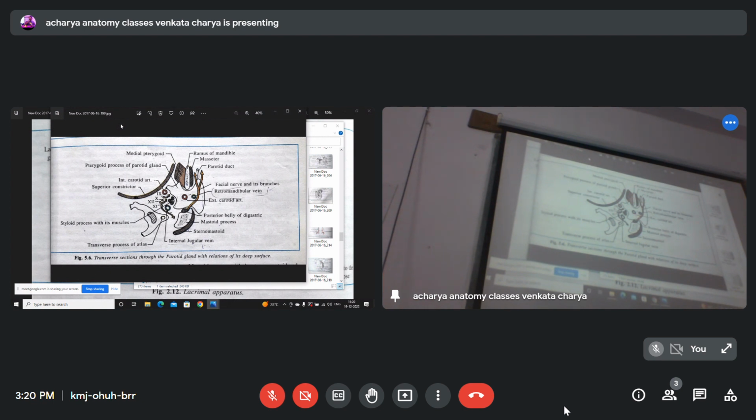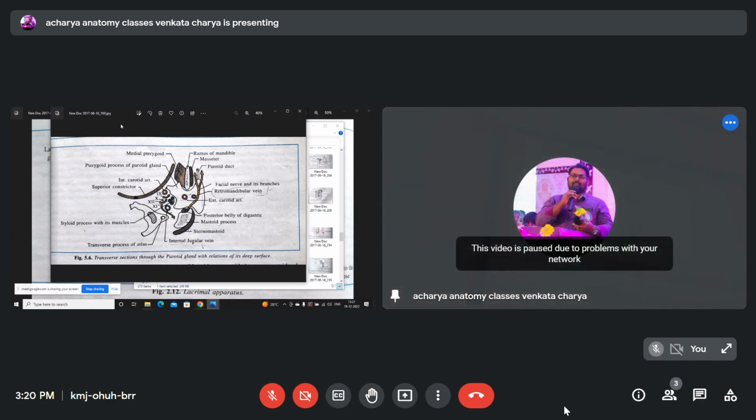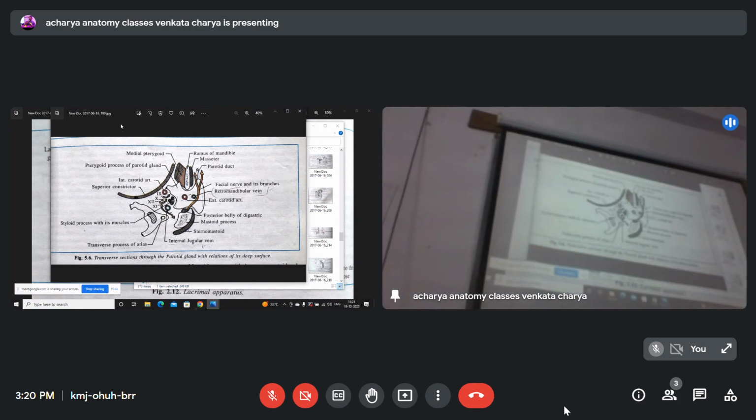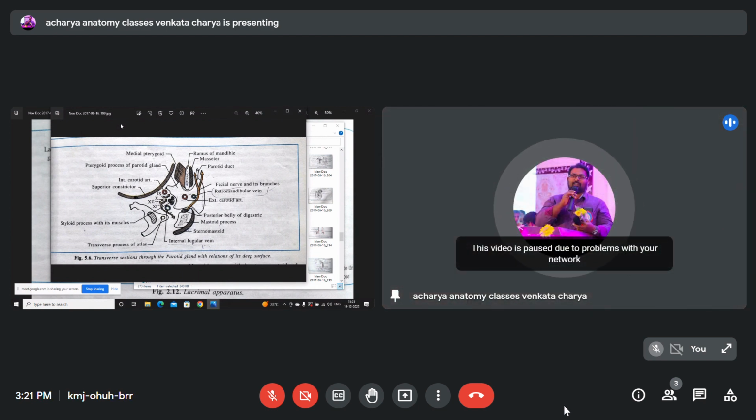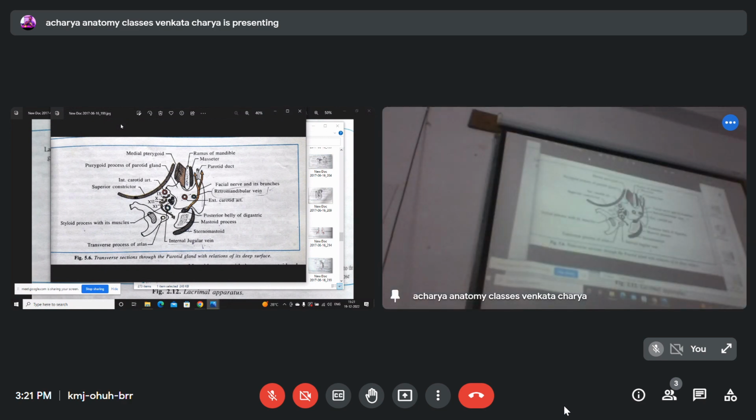Number two, retromandibular vein and facial nerve. The facial nerve, after coming out from the stylomastoid foramen, enters into the substance of the parotid gland. It divides into two: temporofacial and cervicofacial. The temporofacial again divides into three branches.